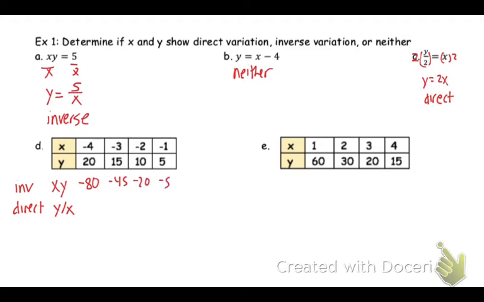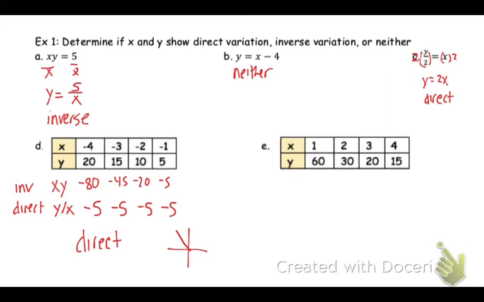If I do y divided by x, though, every time I get the same value. So this table does represent a direct variation with x and y. Again, if you were to plot those points in a graph as well, that could help you. You could see that it is just a straight line that does go through the origin.